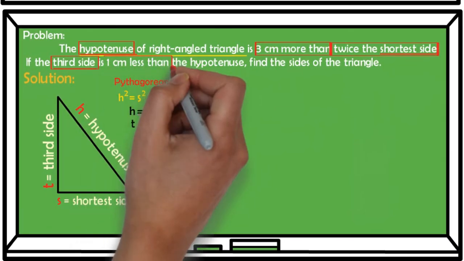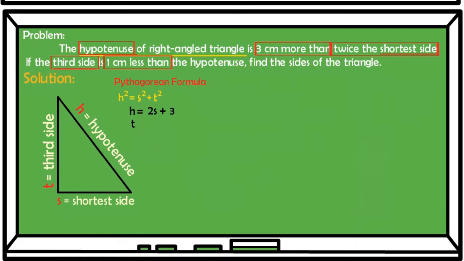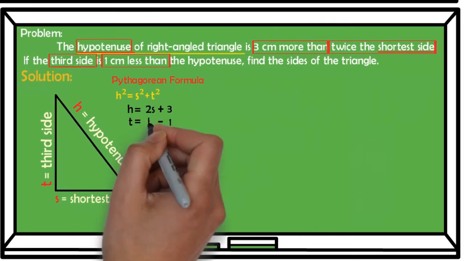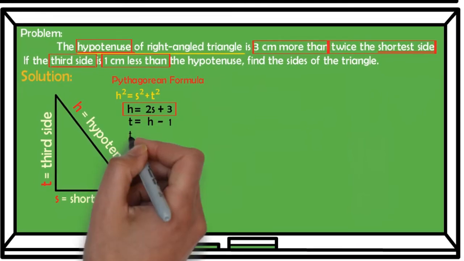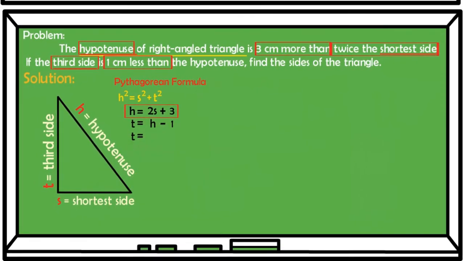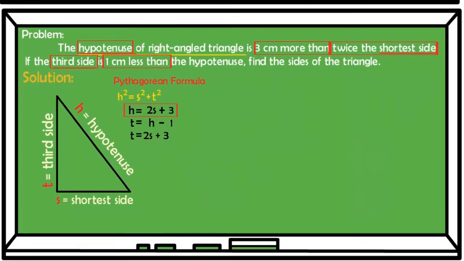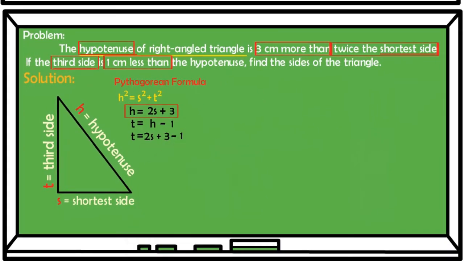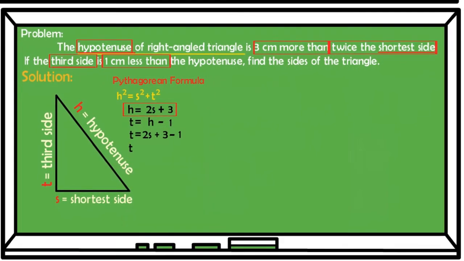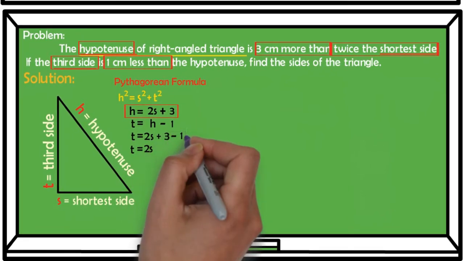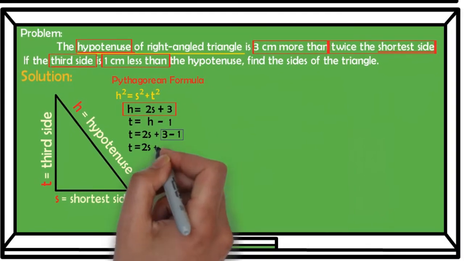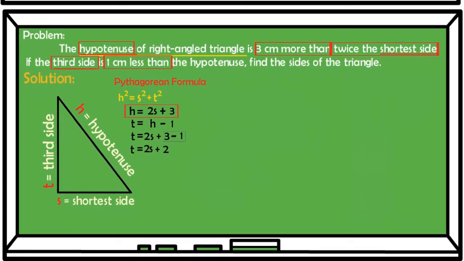Next is the third side. That is 1 cm less than the hypotenuse, so that is 1, then less than, subtraction, the hypotenuse. So this is not the hypotenuse. So just substitute the value of h, that is 2s plus 3, then just copy minus 1. Then continue the process. So t is equal to 2s, then 3 minus 1, we have now 2. So t now is equal to 2s plus 2.